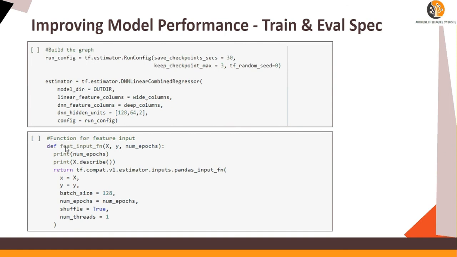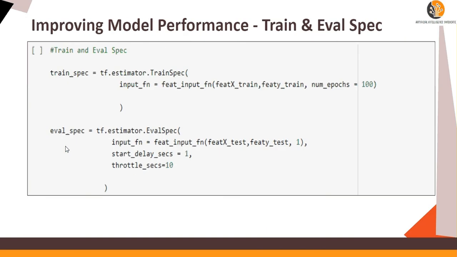Next is the train and eval spec. In the previous one, what we did was we used model.evaluate and model.train. Here we are going to do a little bit different. So this is a train spec, which is a tf.estimator.TrainSpec, and all I am doing is calling the feature input function with the x train and y train with number of epochs as 100.